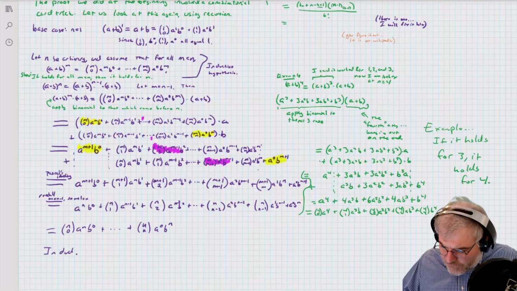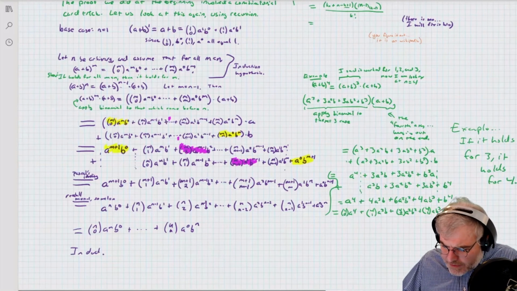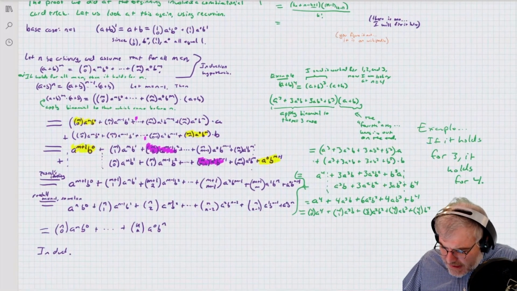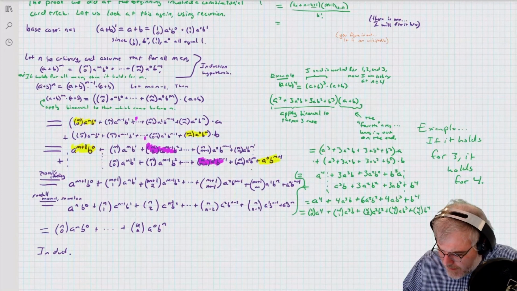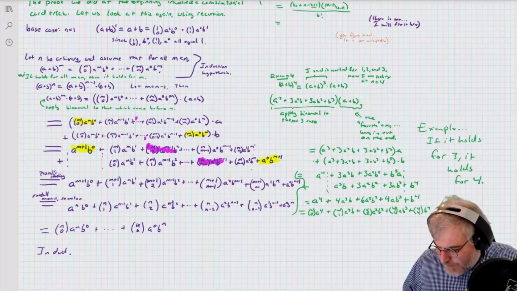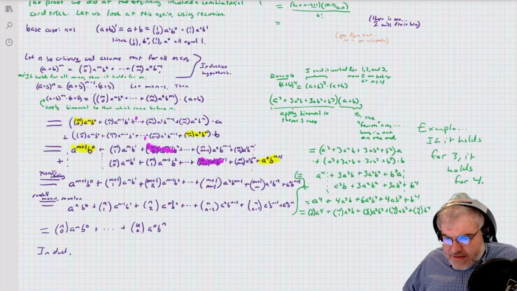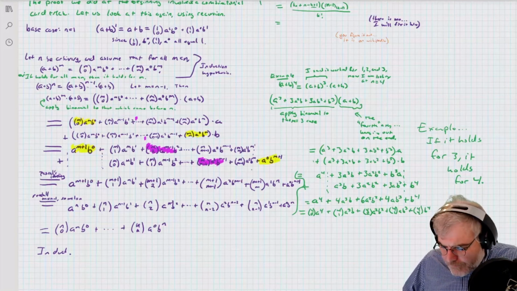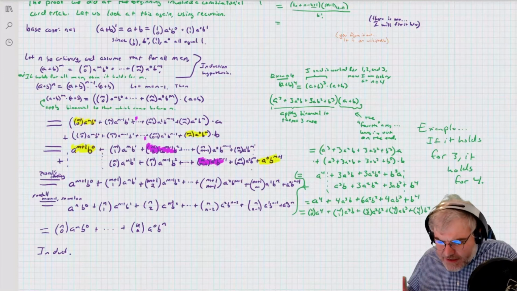I understand you feel lost, but it is what it is. It is a proof. It's got a ton of algebra in it, and it's difficult. And this is not the pretty proof, right? I mean, I did the pretty proof.